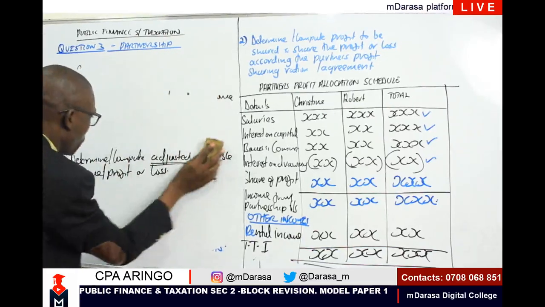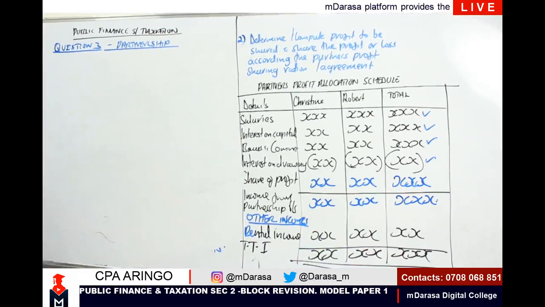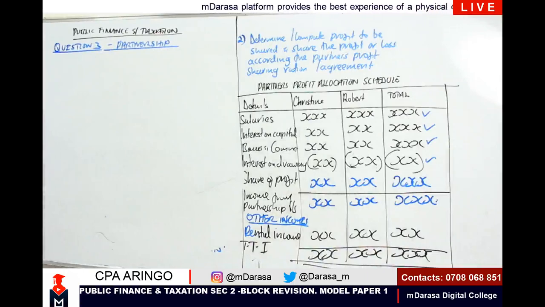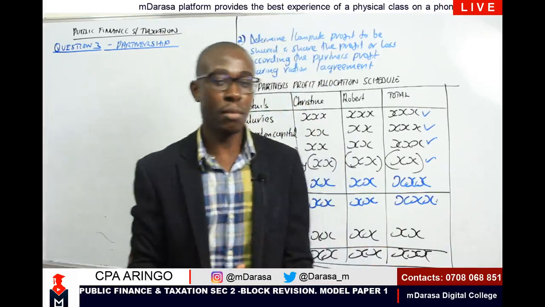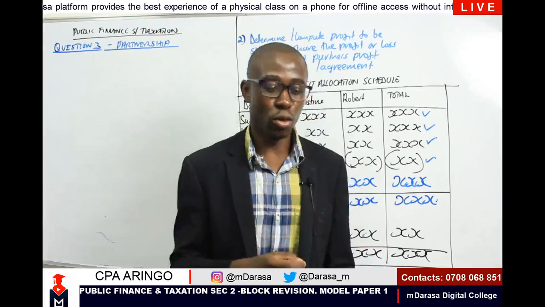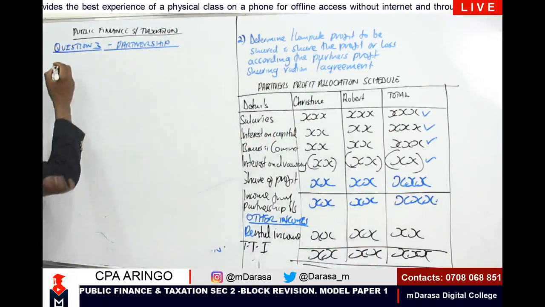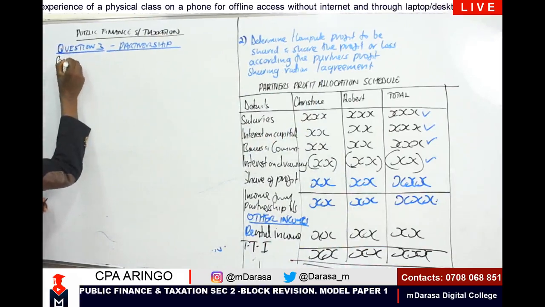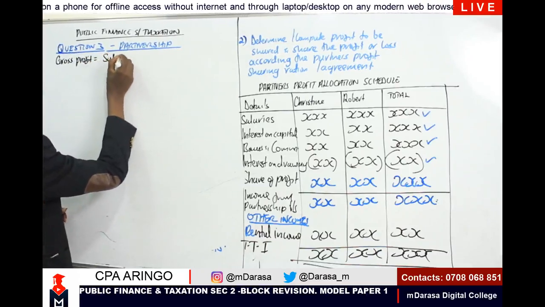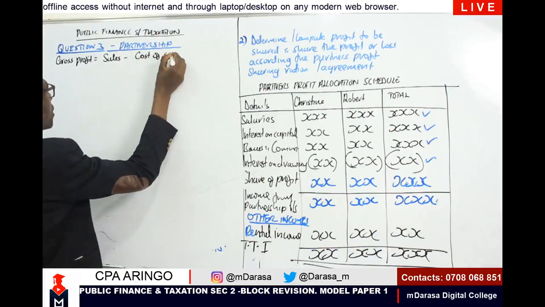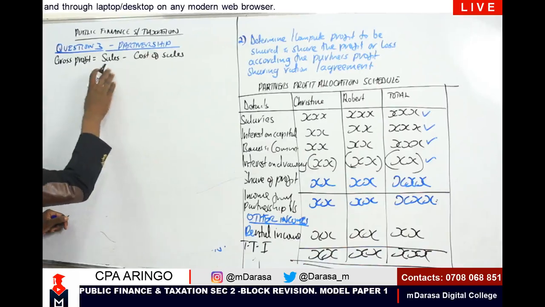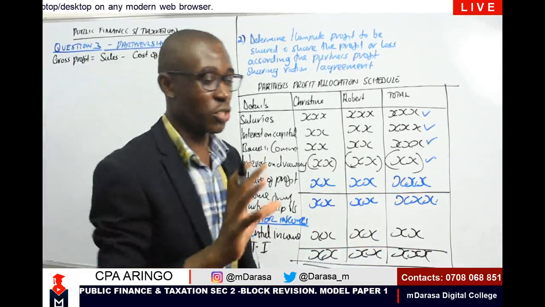So in this case of ours, we've clearly seen that you are going to use the gross profit approach, because the examiner has requested us to determine the adjusted taxable profit, but we were not given the reported profit. In determining our gross profit, you know very well we'll always be talking of our sales minus cost of sales. Model paper question number 3. That should be your starting point.